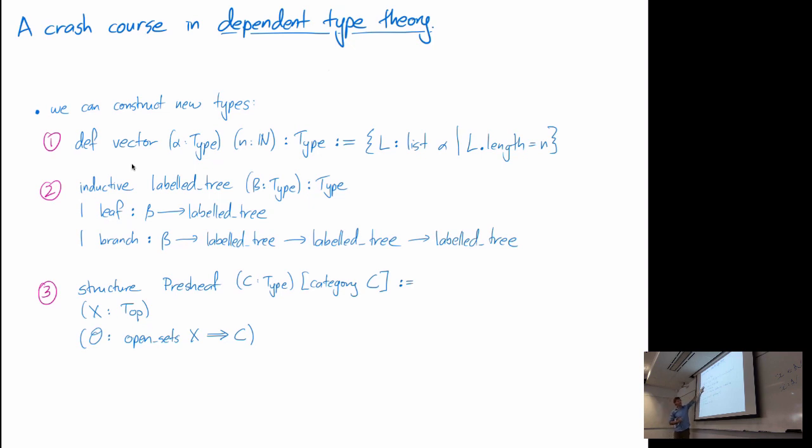So here is me defining a new type. I'm using the syntax of Lean here, but hopefully it's all relatively readable. Def just means we're making a definition.